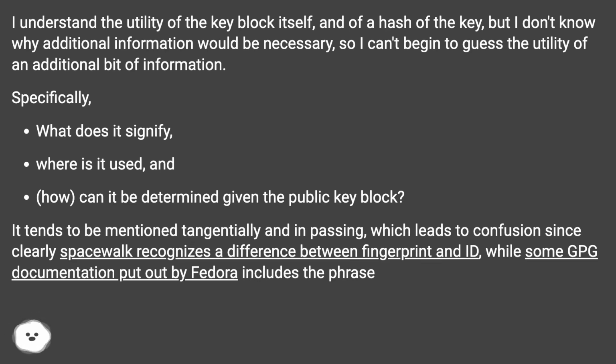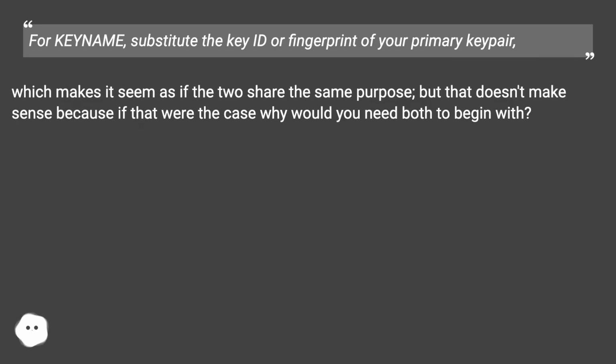It tends to be mentioned tangentially and in passing, which leads to confusion, since clearly Spacewalk recognizes a difference between fingerprint and ID, while some GPG documentation put out by Fedora includes the phrase "For key name, substitute the key ID or fingerprint of your primary key pair," which makes it seem as if the two share the same purpose. But that doesn't make sense, because if that were the case, why would you need both to begin with?